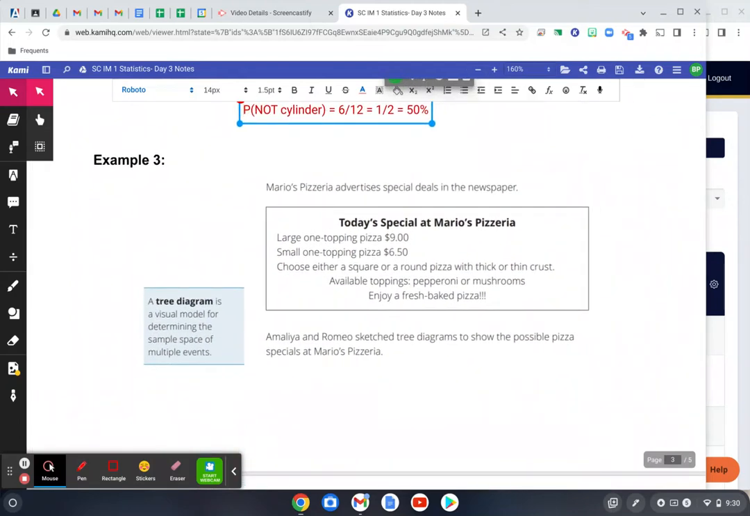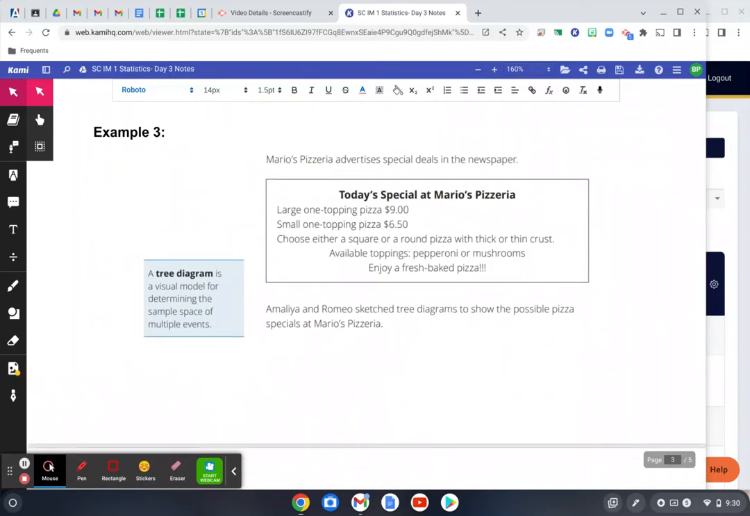Our final example here, we're looking at Mario's Pizzeria, and here are his deals. You can choose either a large or a small pizza. In each case, you have to do one topping. Cheese is not an option, so you can choose between pepperoni or mushroom. And you have to choose either a square pizza or a round pizza, and either thick or thin. So of those 4 options, you have to answer something. Like, I'm going large pizza, I'm going round, I'm going thick crust, and I'm going pepperoni. And that would be one of the outcomes.